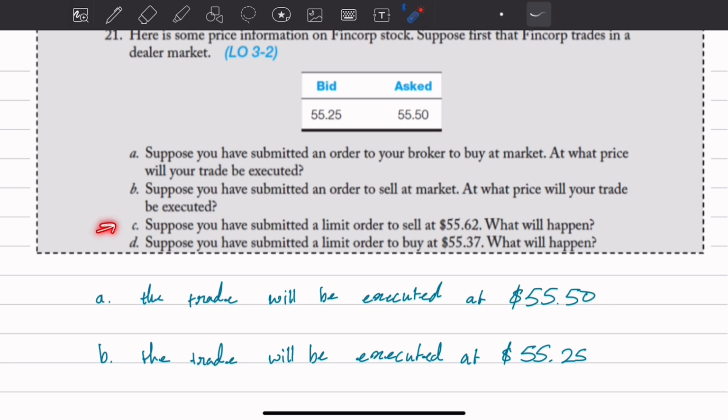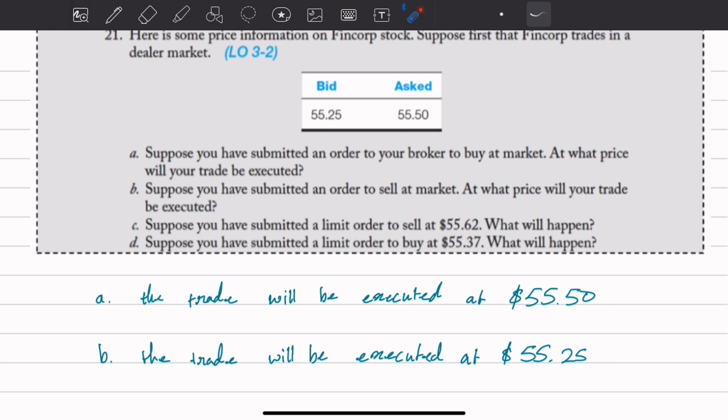Now for part C, it says, suppose you have submitted a limit order this time, a limit order to sell at $55.62. What will happen? Now we moved from a market order to a price contingent order, to specifically limit sell at a specific price. When we place a limit sell order, the broker will not execute the trade until he has an offer to buy the stocks that we are trying to sell for the specific price that we have set. Okay, so the price we want to sell for right now, based on the order we have placed, is $55.62.